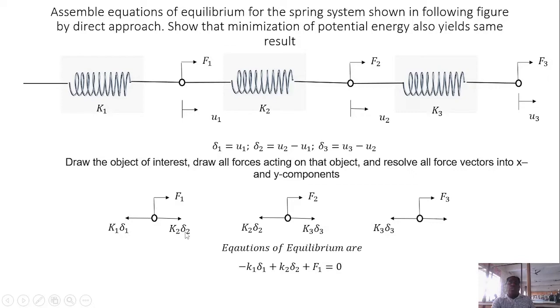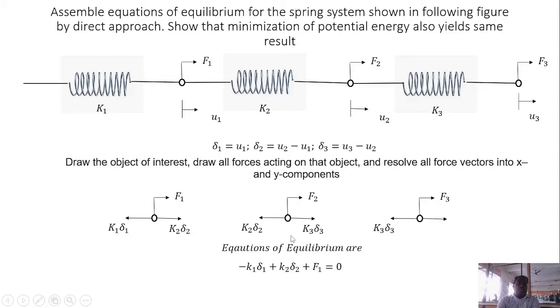is the second spring K2 delta 2, so that can be represented with the positive symbol, plus K2 into delta 2, and force F1 also acts on the right hand side, not the left hand side. So here also I can use the positive symbol, plus F1, equal to the equilibrium equation, which means here I can put 0. Likewise I can frame the equations.